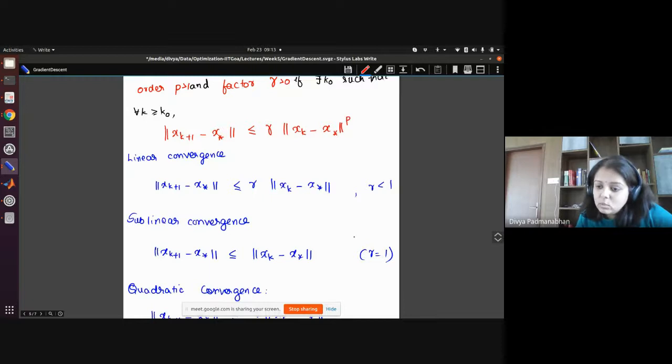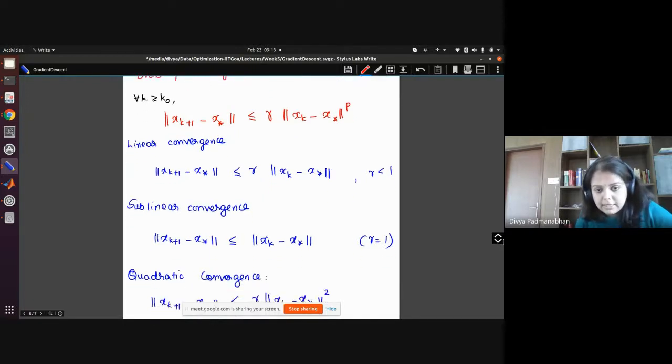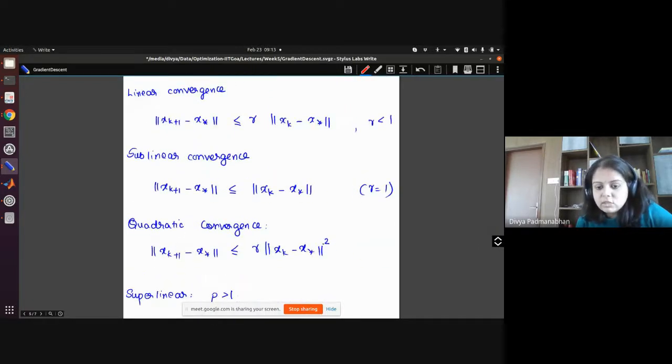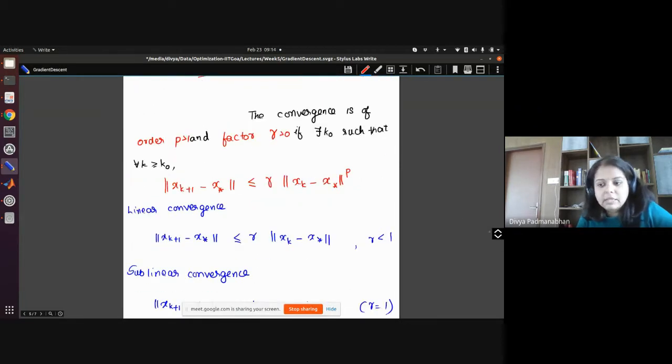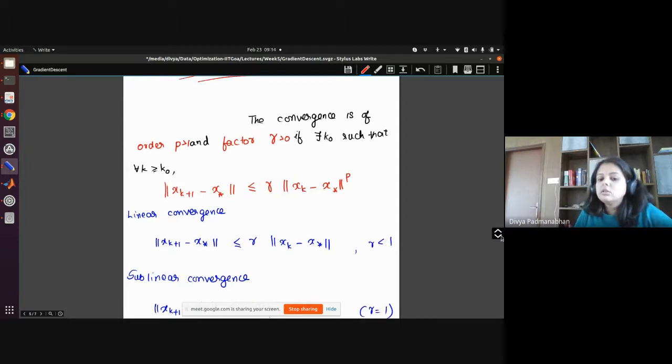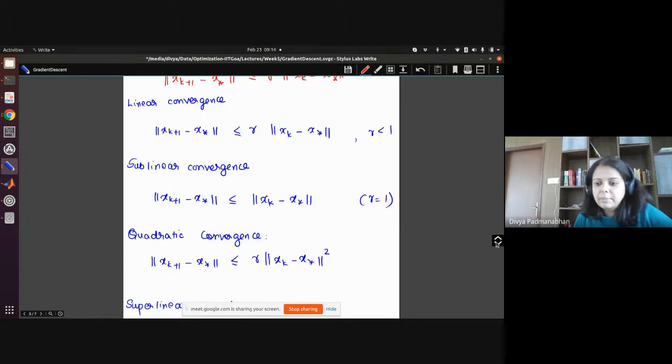Now, quadratic convergence is even more desirable than linear. Quadratic is when you have some square here. And in general, superlinear is when this power p here is something greater than 1. And as p increases, that is more and more desirable. So your algorithm is faster and faster as p increases. Okay, so a large value of p and a small value of gamma is what is desirable. Okay, so let's just see some examples of this.